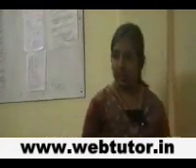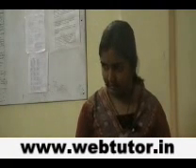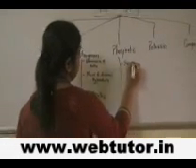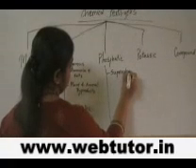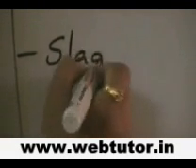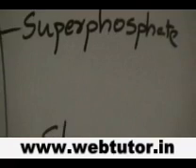Then we come to your phosphatic fertilizers. Phosphatic fertilizers are basically those which contain phosphorus as their primary component. There are two types: superphosphates and basic slag. Superphosphates are those which contain a high amount of phosphate.